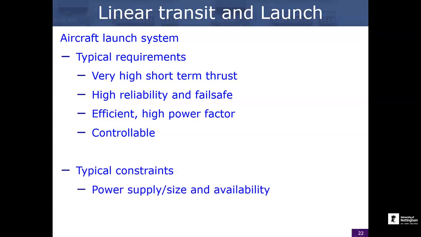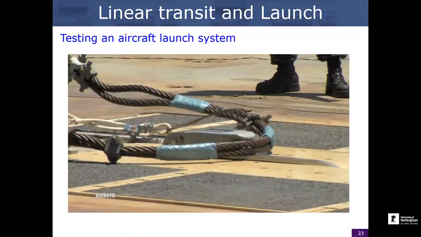The typical constraints we get for these are things like power supply and size. Because we need huge amounts of peak power, we need to have a power supply that can provide that over a very short term without failing. We need to have strict limits on what they can do, we need to be able to control them, and we also have limited space and mass, especially for things like carrier launch systems.